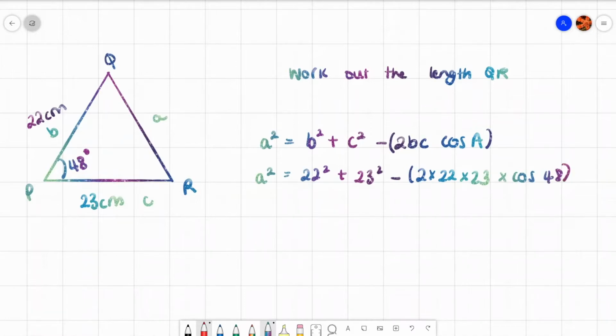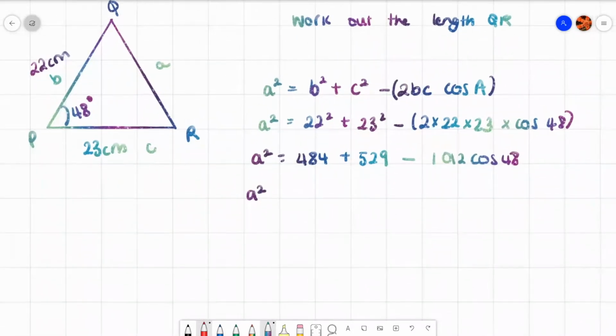Okay, because the A is the angle. A squared equals, now all I'm going to do is tap into my calculator. 22 squared is 484. Add 23 squared is 529. Take away, well, I'm going to times 2 times 22 times 23 together to get 1012 cos 48. I can simplify this a little bit more before I can tap this into my calculator. 484 add 529 is 1013, take away 1012 cos 48. And now I can't do anything else with it.